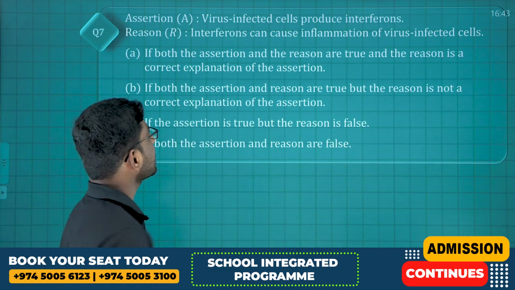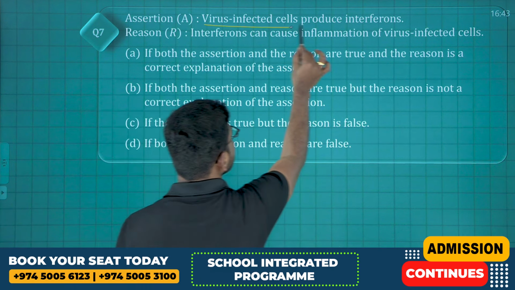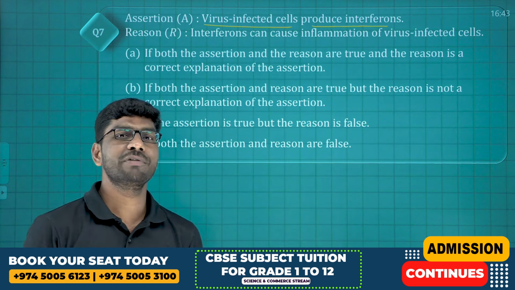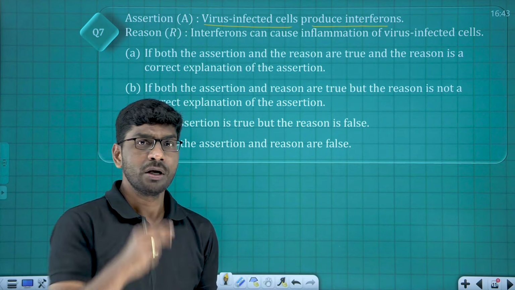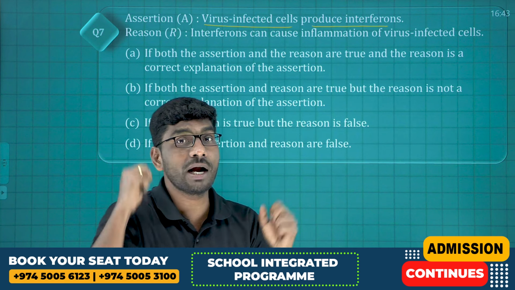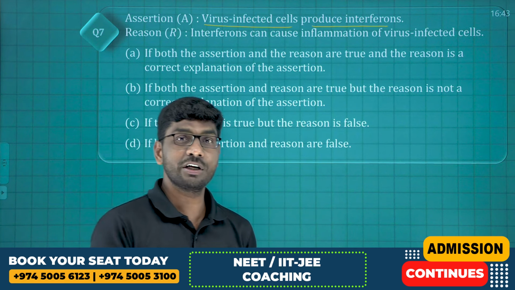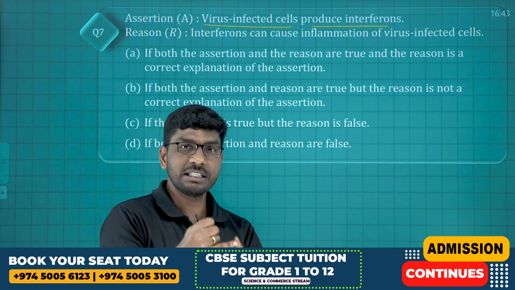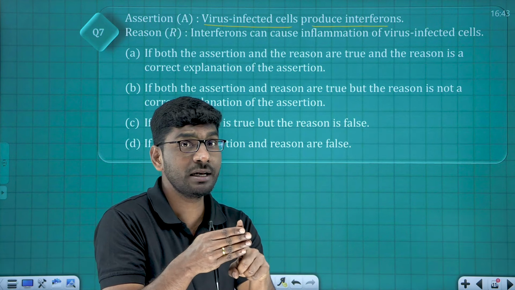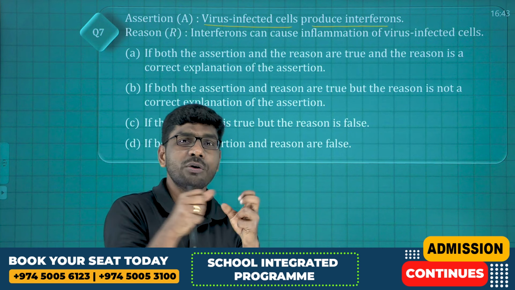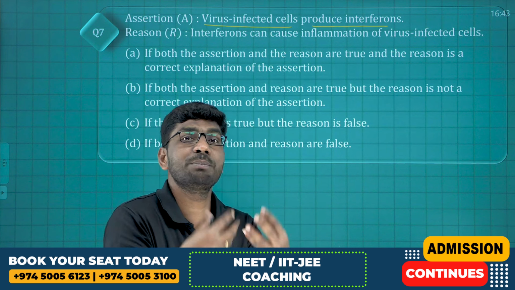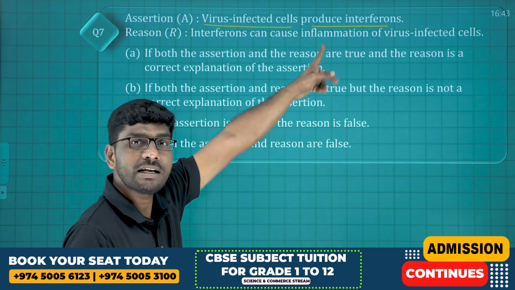Virus infected cells produce interferons. This question is actually from the human health and disease chapter. In that chapter, we discussed innate immunity and acquired immunity. In innate immunity, I said there are 4 barriers: physical, physiological, cellular, and also interferons. That means cytokine barriers. In cytokine barriers, virus infected cells produce a protein called interferon.